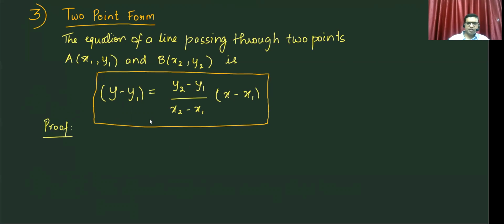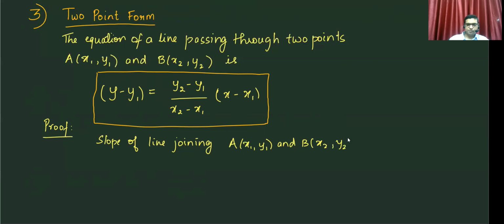How it follows from the previous case? Say the slope of the line joining AB, A (x1, y1) and B (x2, y2), is M is equal to y2 minus y1 by x2 minus x1.